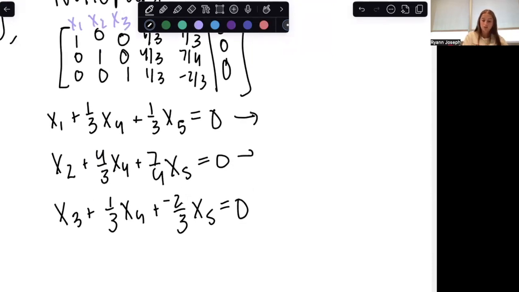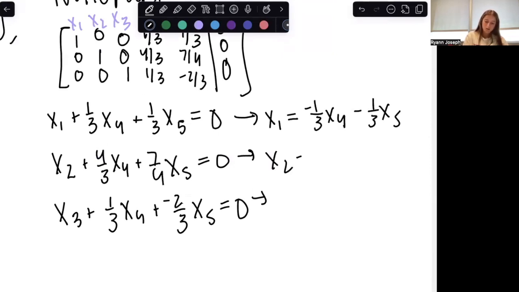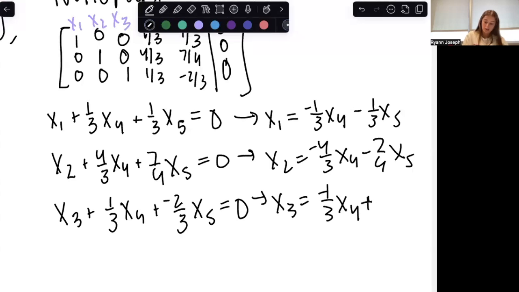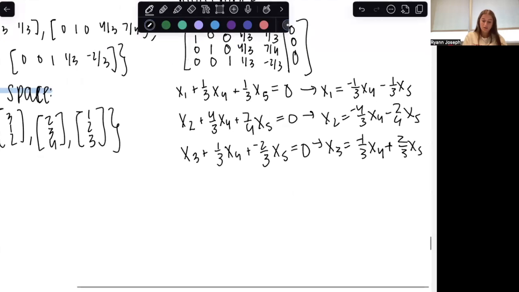So I have the expressions. I want to get all of these where my pivot variables are by themselves in terms of the free variables. So x1 is equal to -1/3 x4 minus 1/3 x5. x2 is equal to -4/3 x4 minus 7/4 x5. x3 is equal to -1/3 x4 plus 2/3 x5. Now that I have this, I can form my skeleton.